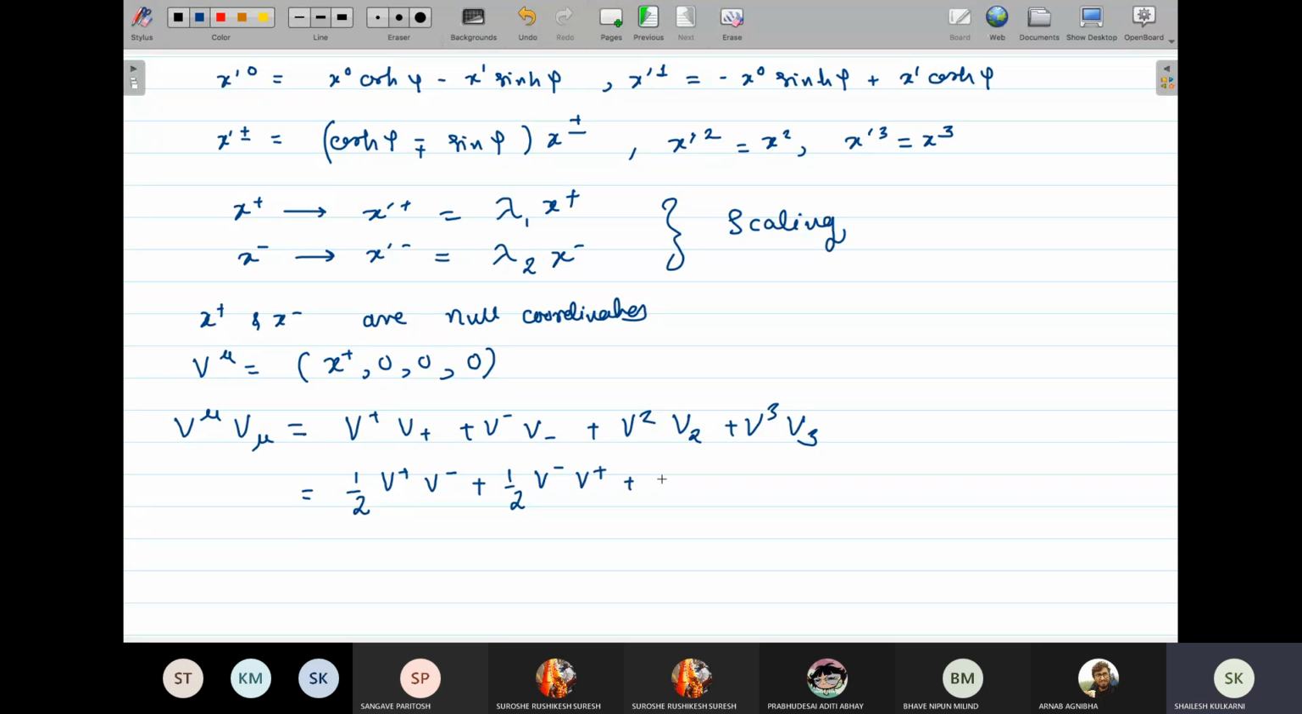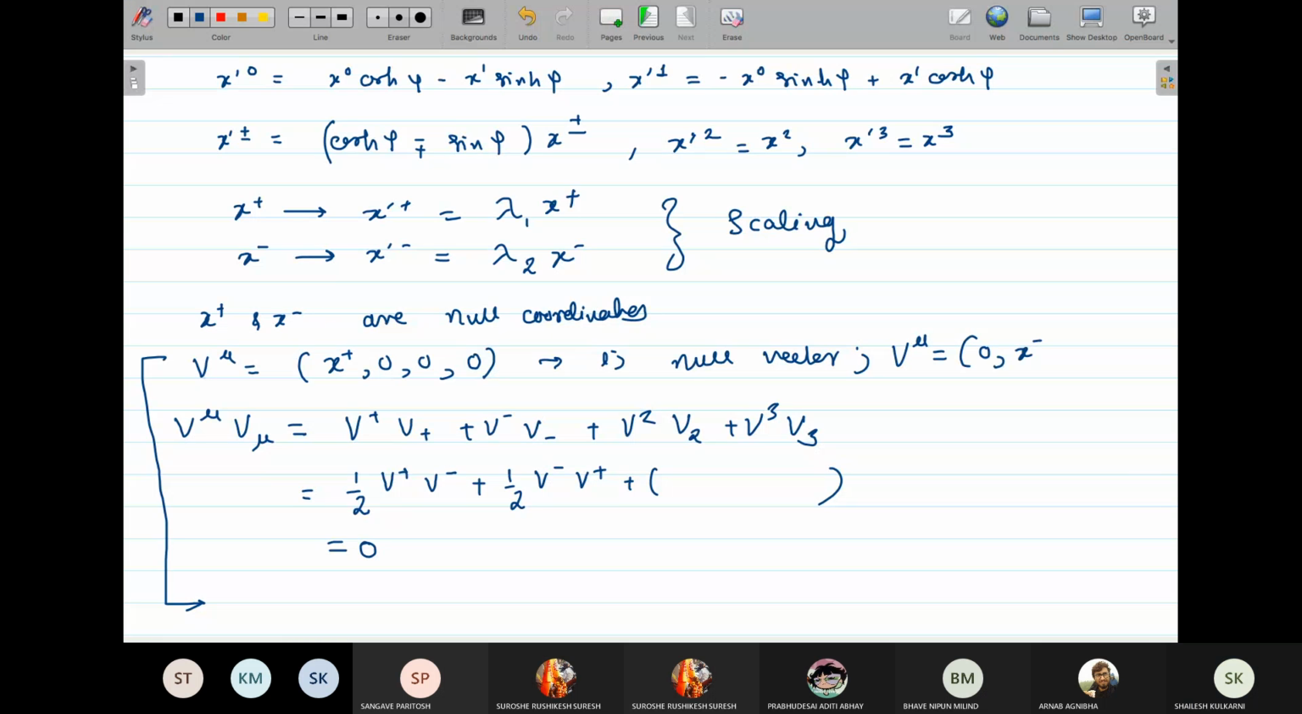Plus this will be, you can calculate this. But now you see the components. v plus is x plus, and the rest of the things are 0. So this will be 0 always, right? So this quantity is a null vector. This quantity taken as a vector is a null vector. Similarly, this quantity is also a null vector.